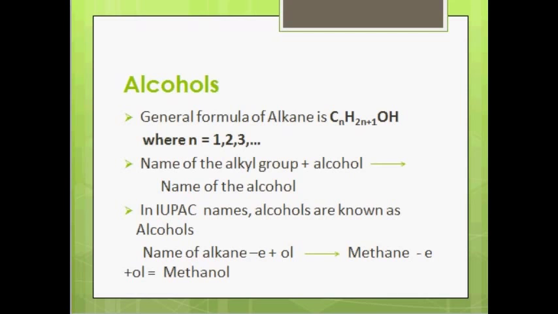The name of the alkyl group, then alcohol, will give us the name of the alcohol. Suppose n is equal to 1. Then the formula of alcohol is CH3OH, which is methanol. When we substitute n equal to 2, the formula of alcohol is C2H5OH, which is ethanol. So when a hydrogen atom of methane is replaced by a hydroxyl group, that is OH, methanol is obtained. And when a hydrogen atom of ethane is replaced by a hydroxyl group, ethanol is obtained.